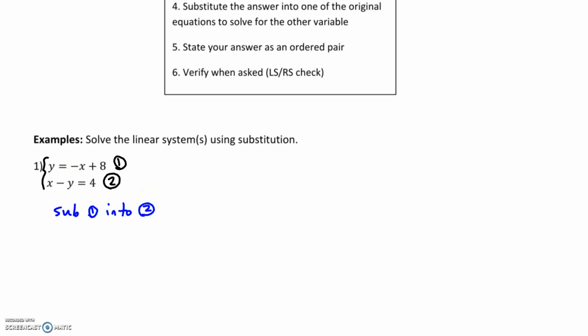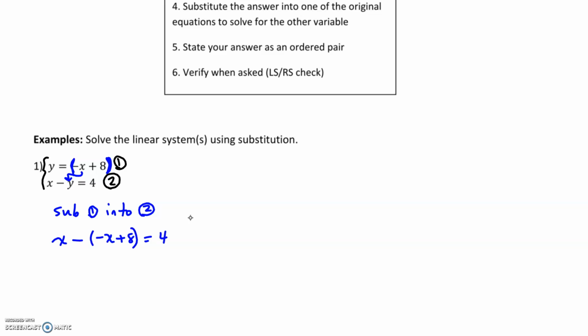So what we're going to do is take this part of the equation, which is equal to y, and sub it where y is. So I'm going to start by writing equation 2, which is x minus y. When I come to the y, I'm going to sub in negative x plus 8, which was what we had from equation 1. And then I'll finish it off. After x minus y, we put equals 4. So we took equation 1 and subbed it into equation 2.